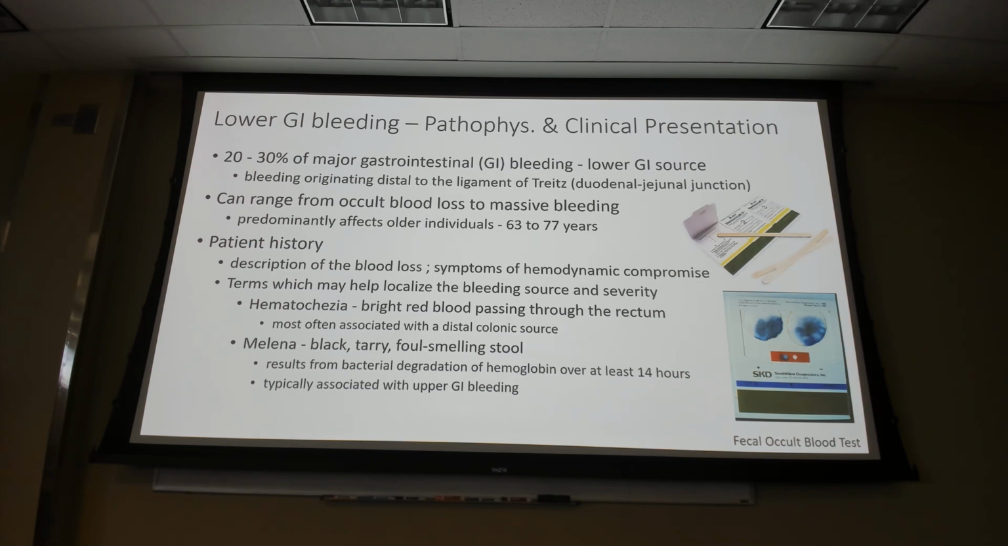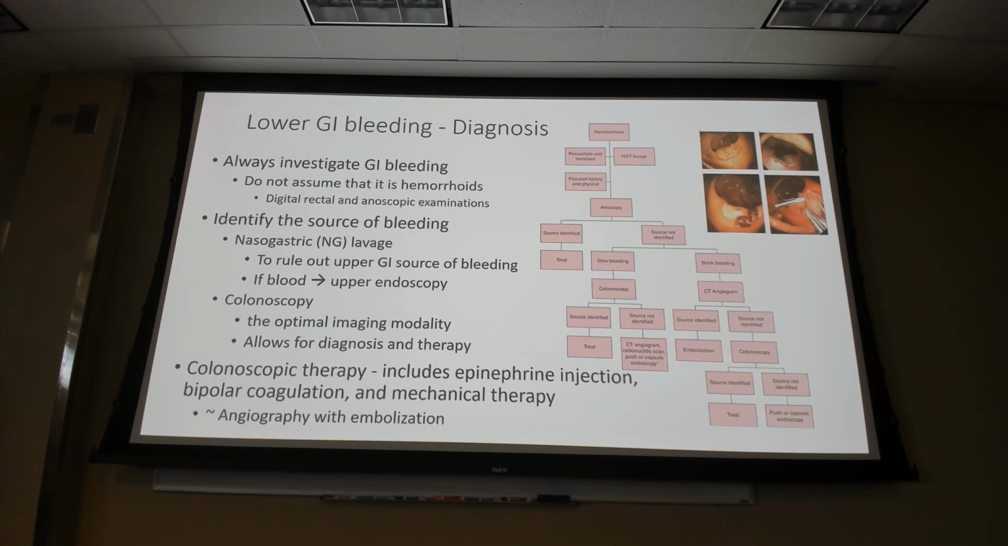And then if it's melena, which is black tarry, that's typically from an upper GI source. You get the breakdown of your hemoglobin in the GI tract, and then it causes that dark melena, foul-smelling stool. And that's usually going to be for an upper GI bleed. So we do always have to investigate it. We want to do a rectal exam on them. We want to look for any sort of gross bleeding on rectal exam.